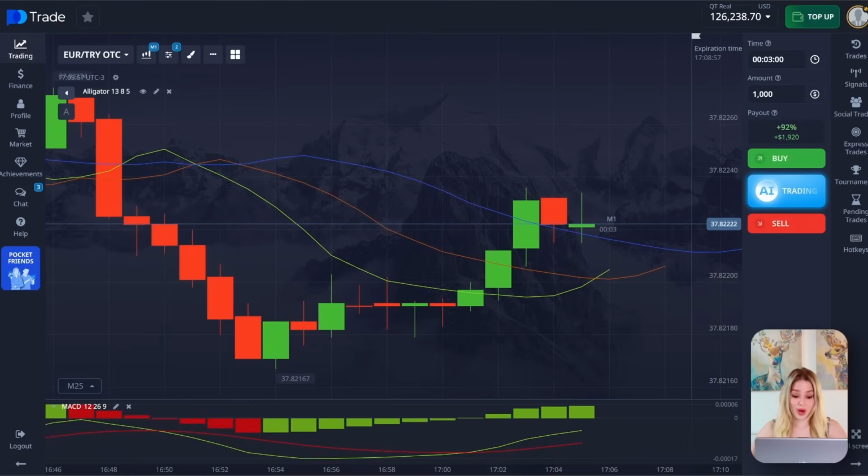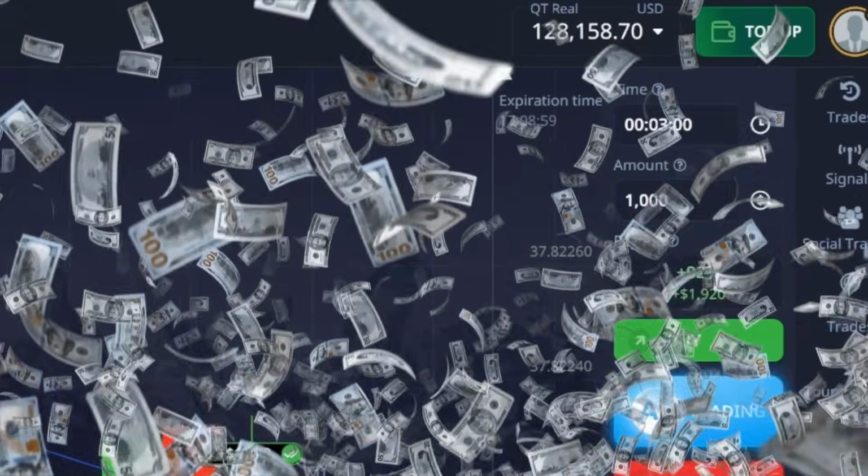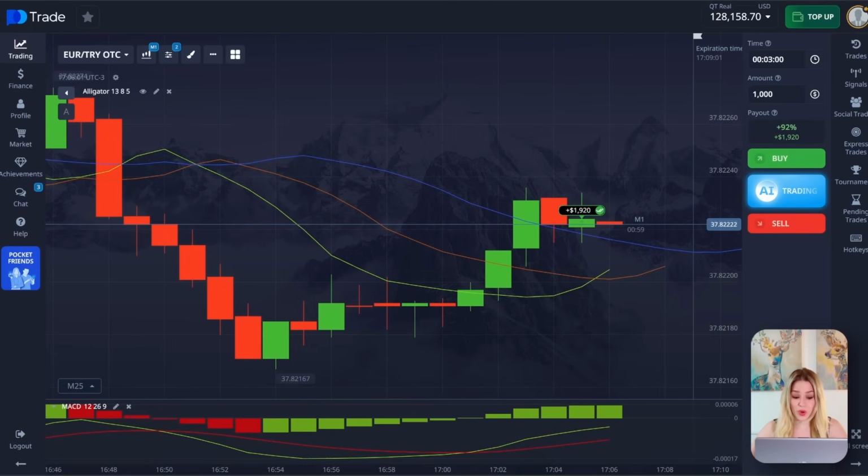This trade was closed. We went into the plus. An interesting picture was drawn on the chart. There were intersections on the first and second indicators. All our moving averages behaved very actively and interestingly throughout the trade. Plus $920 to our balance.